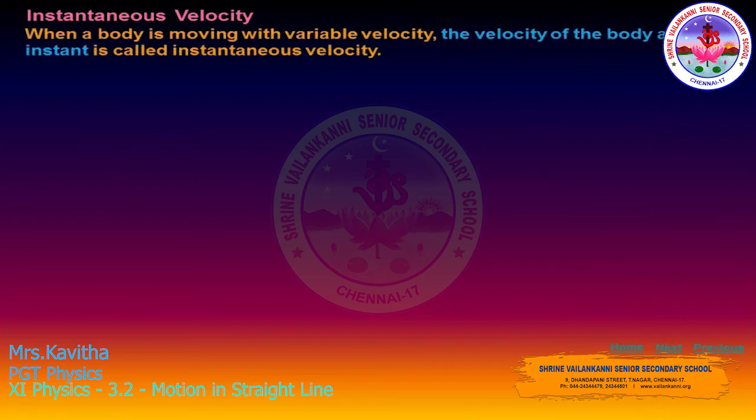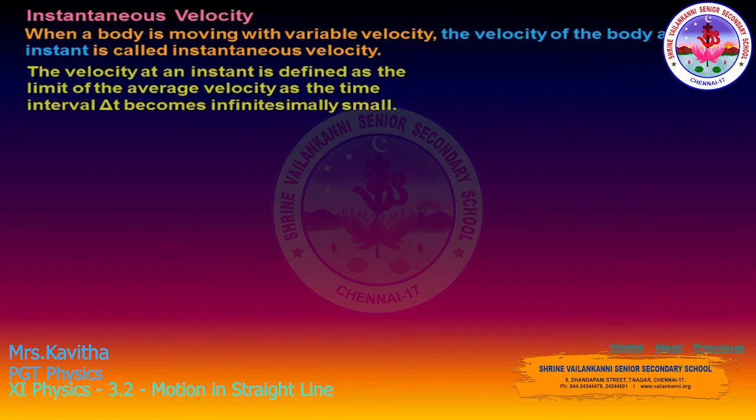The instantaneous velocity is the velocity of an object at a particular instant of time or at a particular point of its path. Or we can say, when a body is moving with variable velocity, the velocity of the body at any instant is called the instantaneous velocity. The velocity at an instant is defined as the limit of the average velocity as the time interval del t becomes infinitesimally small, right?